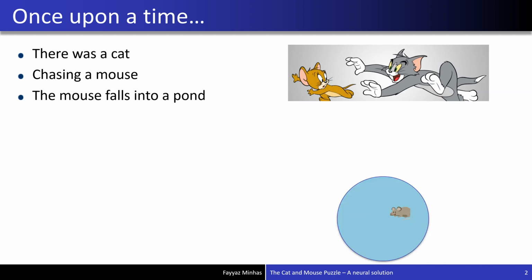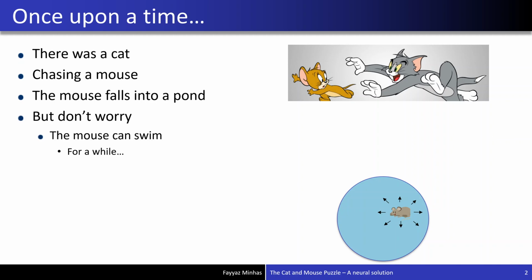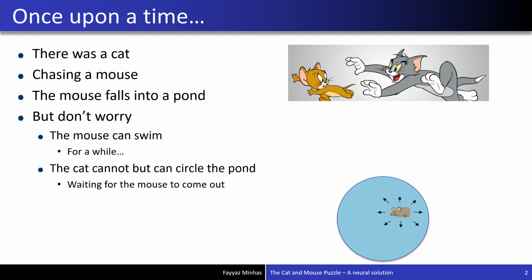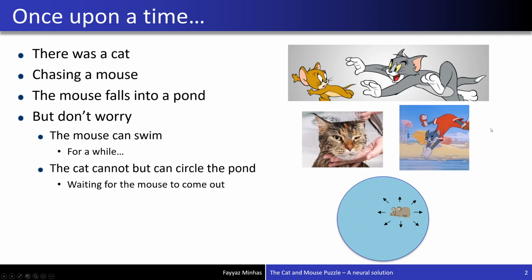You see that? Now the mouse can swim, so it can swim in these 8 different directions at any given point in the pond. And it can swim for a while. It cannot swim indefinitely. So the mouse can swim for, let's say, t time steps. And the cat, on the other hand, is scared of the water and doesn't like it much. So it won't be jumping into the pond to chase the mouse.